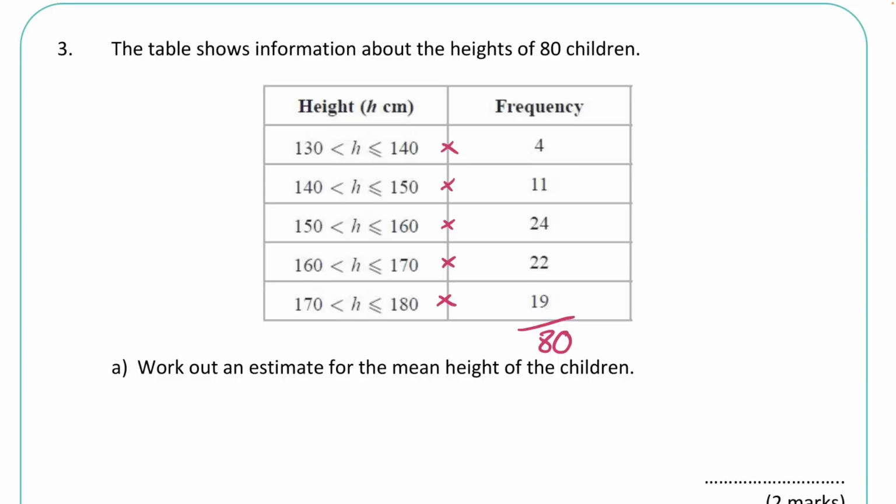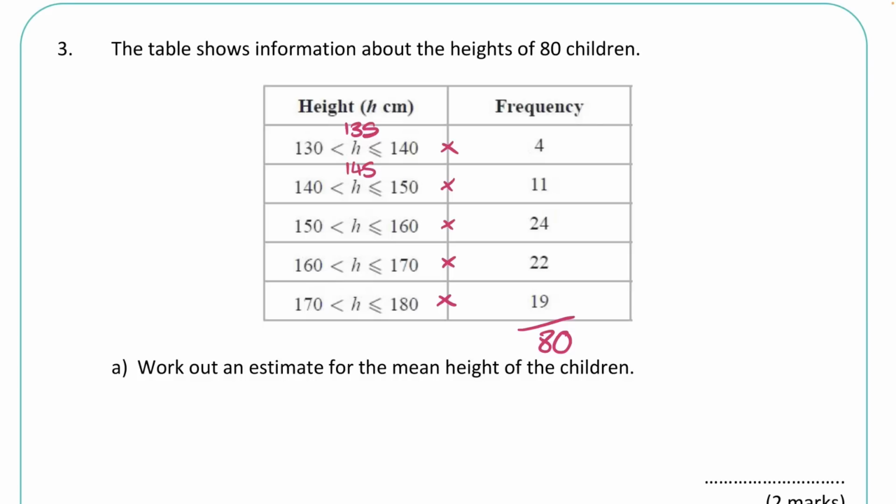Now when it's a grouped frequency table, we have to use the midpoints of the groups. So if it was just a whole number there in the height section, then we would just multiply across. But as we have a group, we need to find the midpoints. So in between 130 and 140 is 135. And if you just have a look, all of these groups go up in tens. So all the midpoints are going to be relatively quick for us to find.